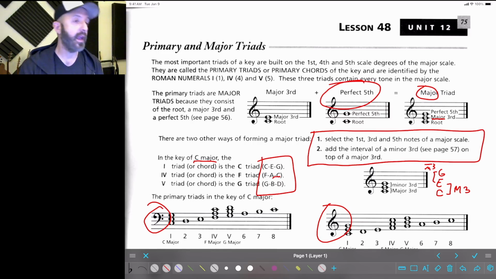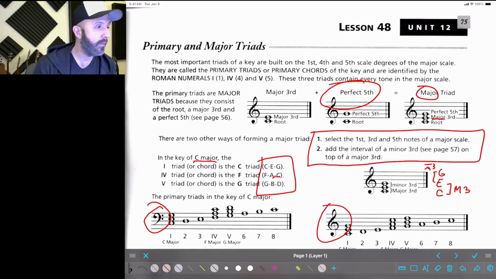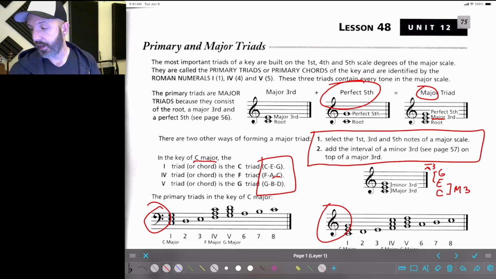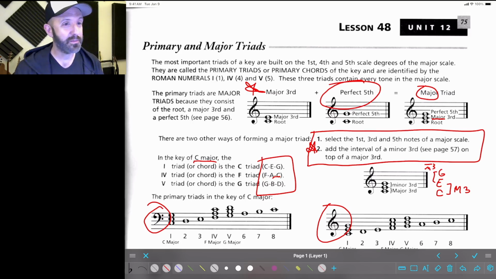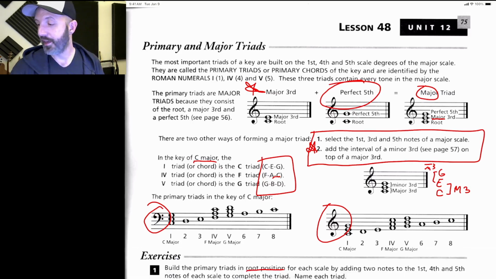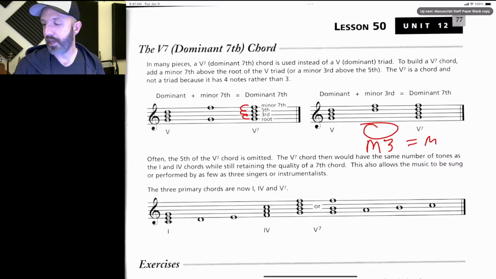Then they have a question that says, another way to form a major triad is by adding the interval of a blank on top of a major third. So right here, folks, that is a test question. I'm trying to make it as easy as possible for you. I know you're super busy, so no excuse to miss these questions. All right, get it done. Going back to our dominant chord.